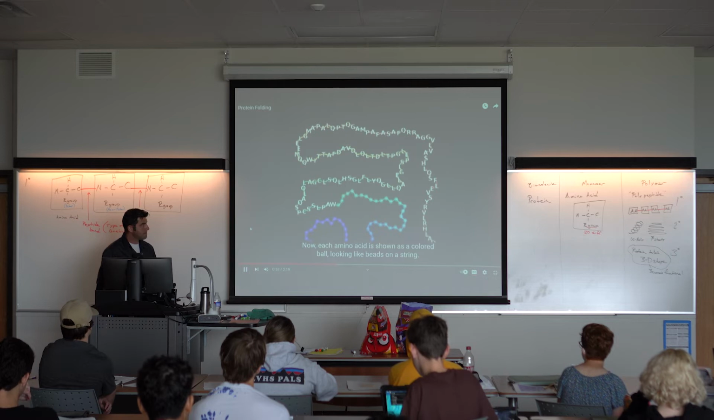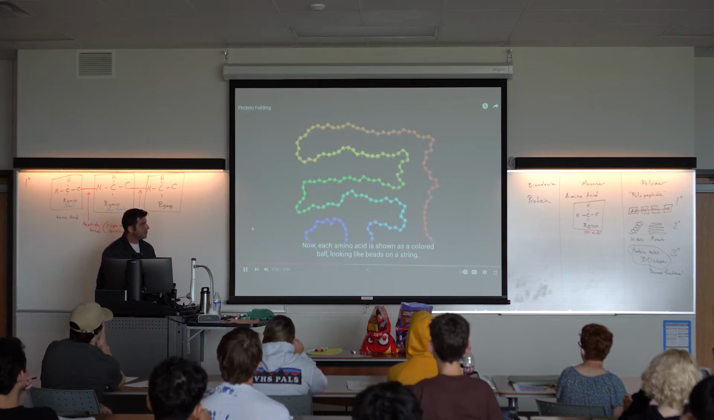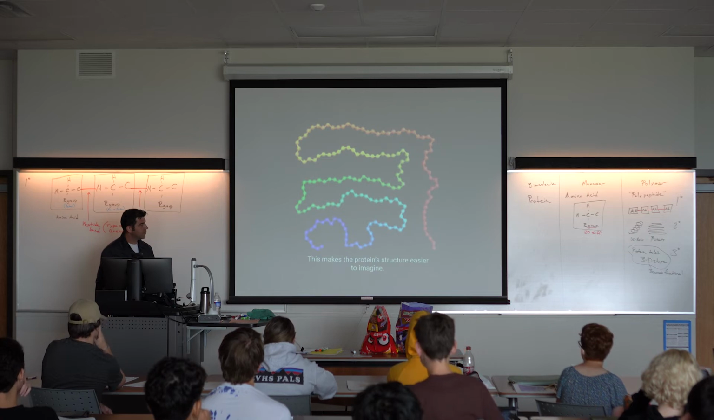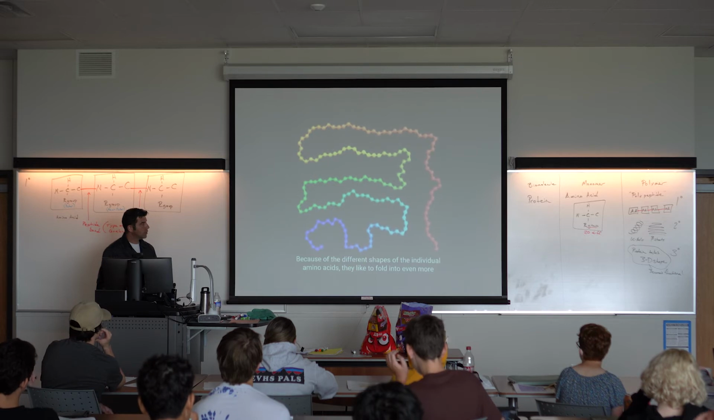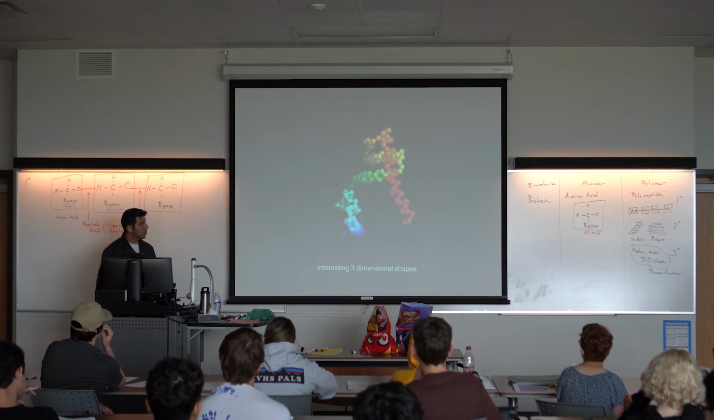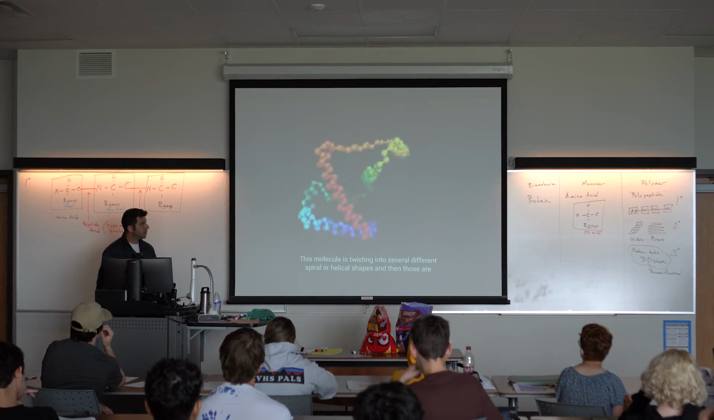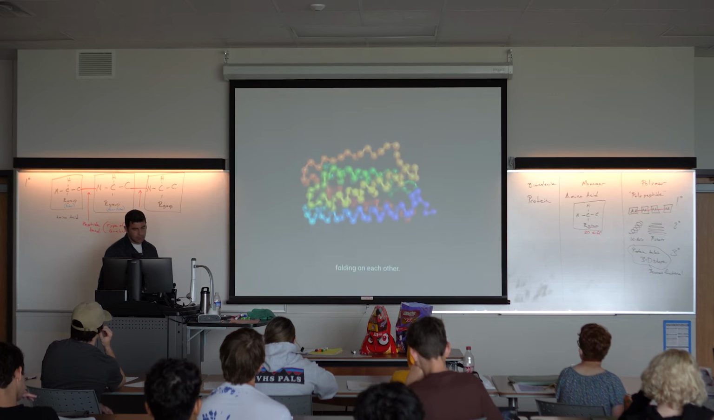Now each amino acid is shown as a colored ball, looking like beads on a string. This makes the protein's structure easier to imagine. The order of amino acids is only part of the story. Because of the different shapes of the individual amino acids, they like to fold into even more interesting three-dimensional shapes. So a bunch of alpha helices. This molecule is twisting into several different spiral or helical shapes, and then those are folding on each other.